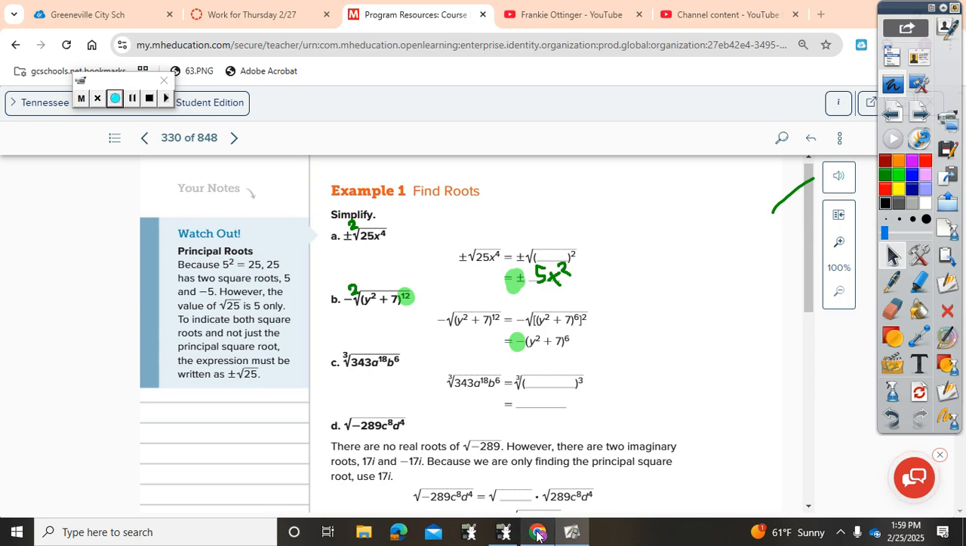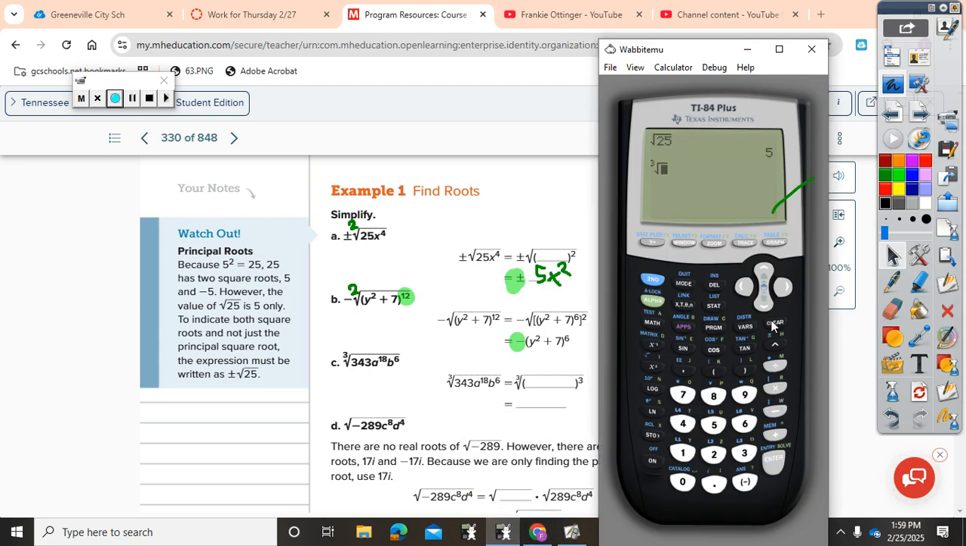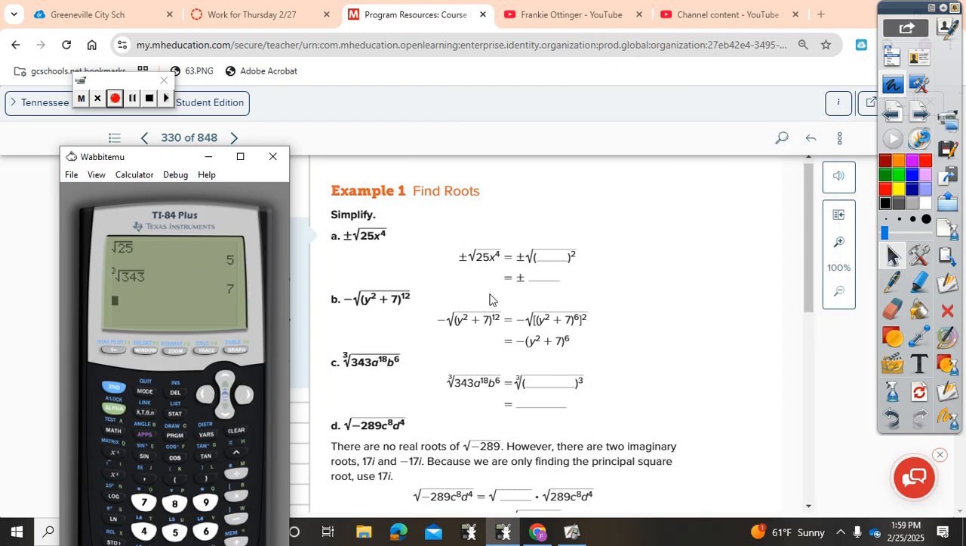Problem C is the cube root of 343. So I already have this pulled up, but I'll show you again. Math, down to number 4, or just click 4. And again, you can do 343 in your calculator. I doubt any of you know that, so that's 7. They didn't throw a sign out front, so I won't.